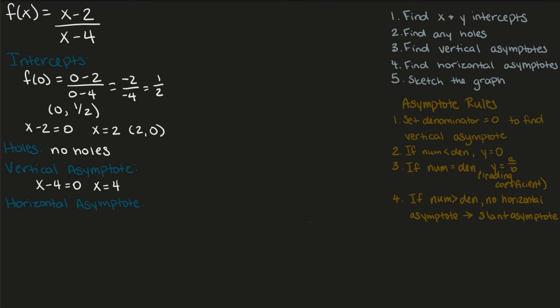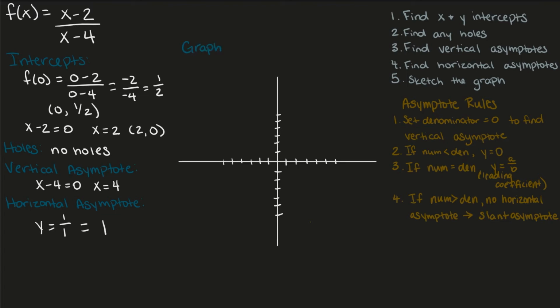Next, let's find our horizontal asymptote. Here, the degree of our numerator is 1, and the degree of our denominator is also 1, which means we are going to use the ratio of our leading coefficients. So we're going to take that numerator and denominator. We have y equals 1 over 1, which equals 1, and we have a horizontal asymptote at y equals 1. So our last step is to graph. So let's start with our asymptotes. We have an asymptote at x equals 4, that's our vertical asymptote, and a horizontal asymptote at y equals 1.